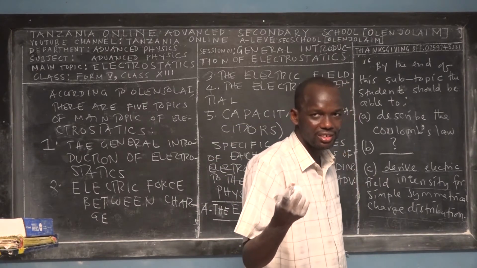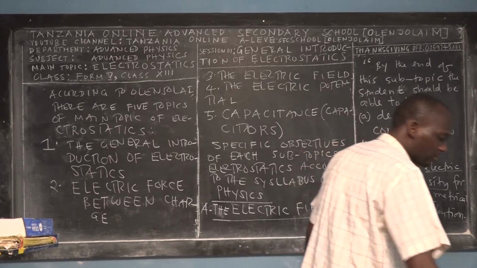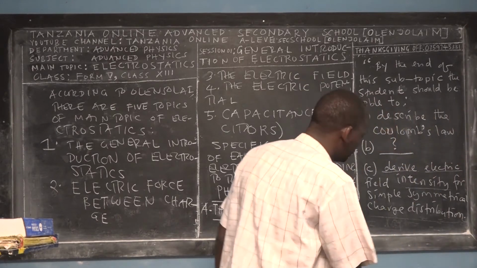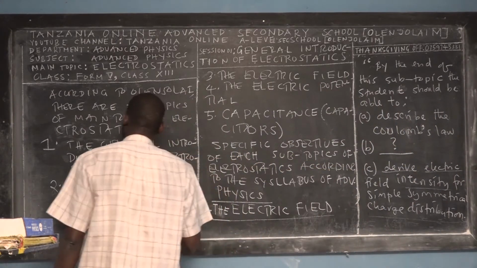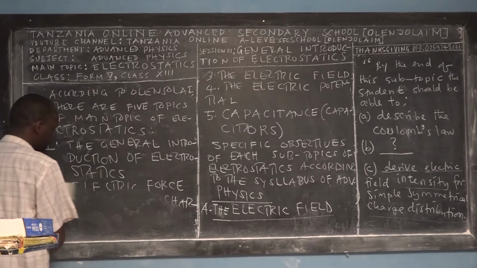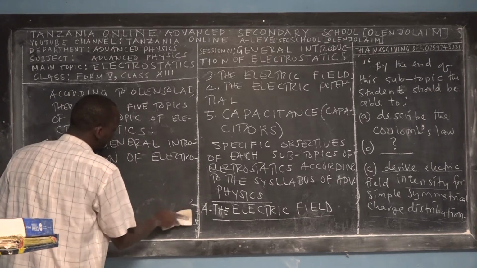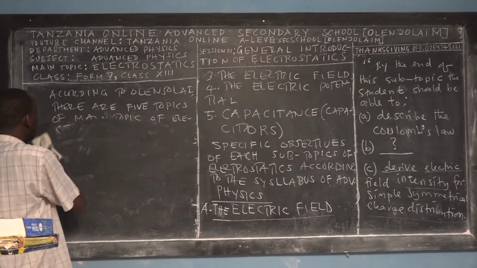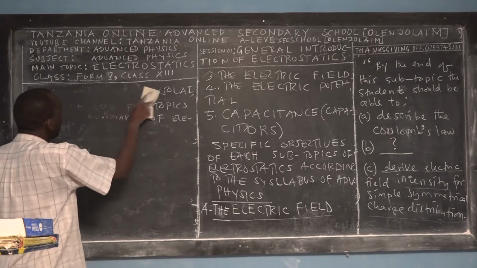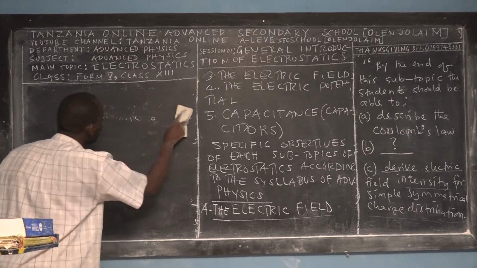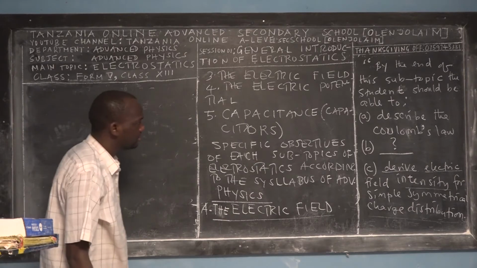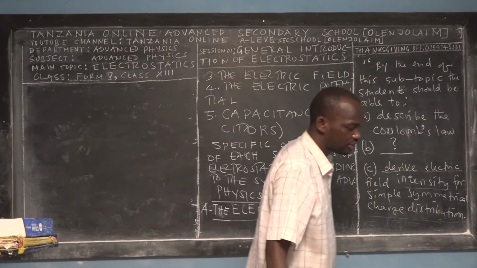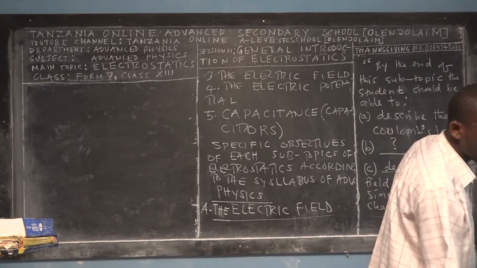If you don't know, stay connected. I'm going to help you, teach you how to derive that electric field distribution. So those are the three specific objectives that the students have to achieve at the end of the topic called the electric field, or as physicists we call it the electric field strength.